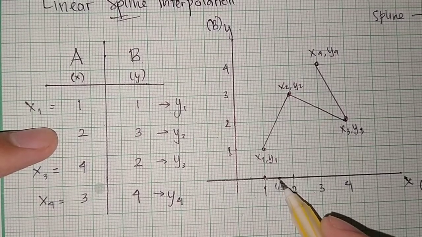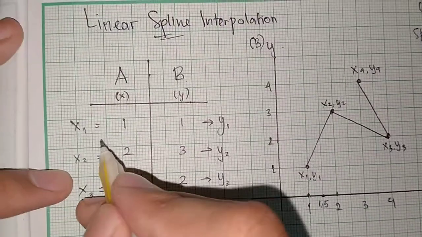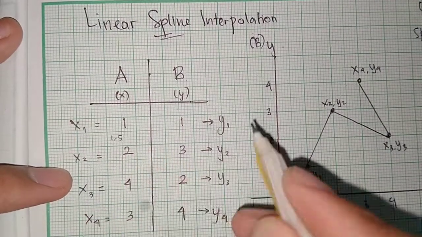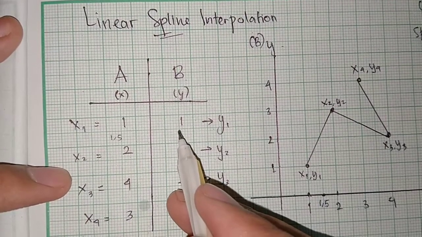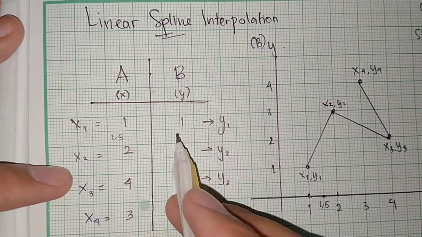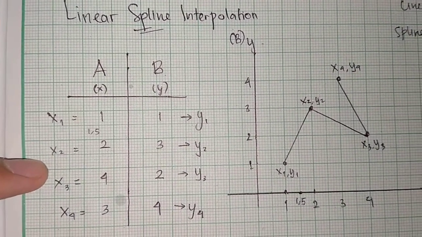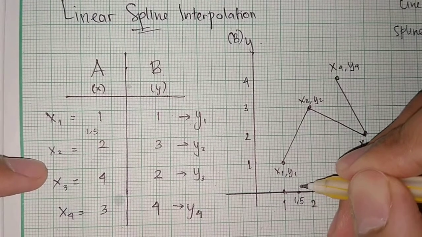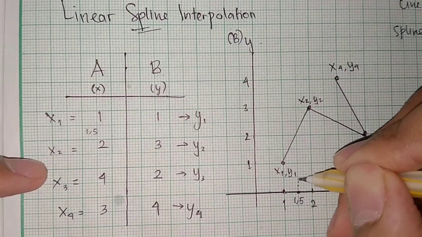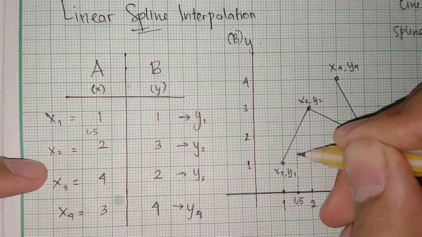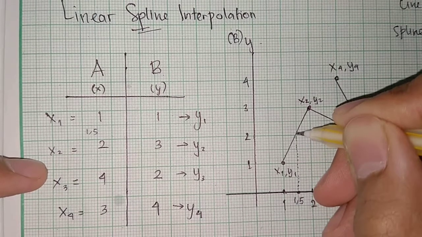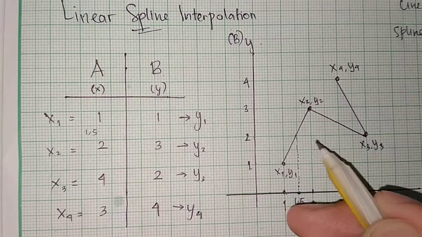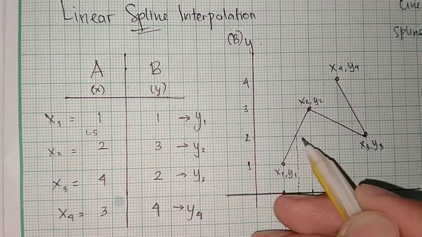So 1.5 is here, but we don't know the approximate value of b. So what can we do? We can make a point like here. This is x, and then we make a line here. After we make the line, then we can go to the left.